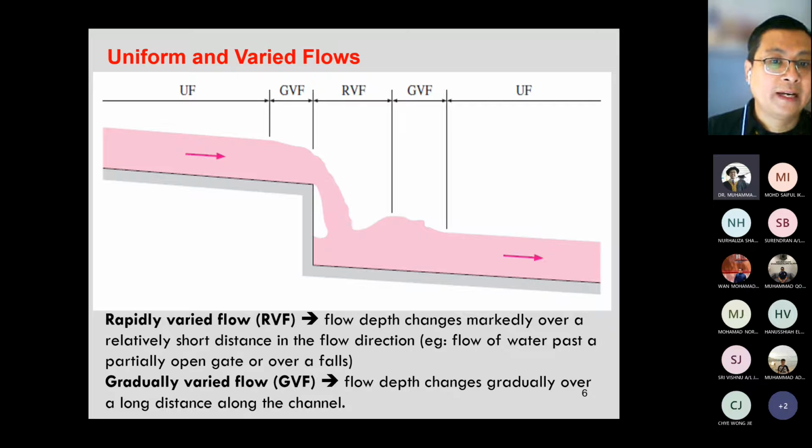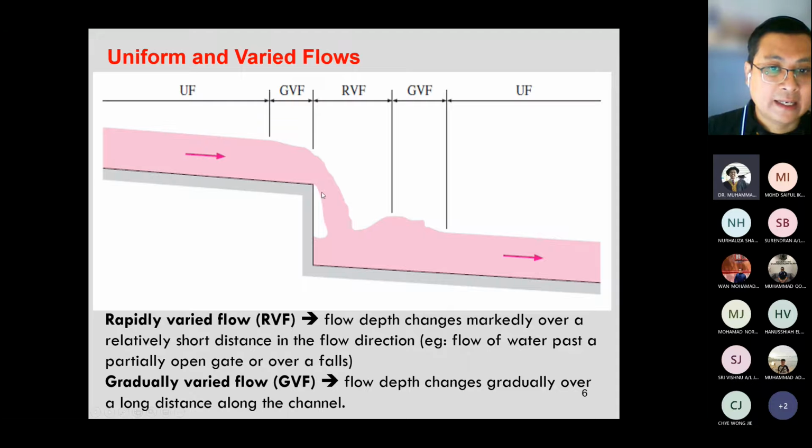But when the flow almost meets, maybe this one is a waterfall. So before the waterfall, there is some distortion of the uniform flow. So maybe the flow will be changed. This zone we call gradually varied flow. The main flow depth changes gradually. Because the depth is changed along the long distance of the channel, the flow will be non-uniform.